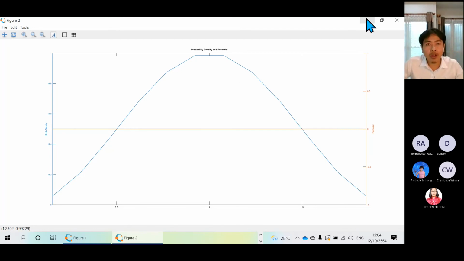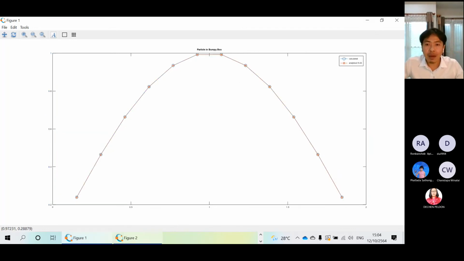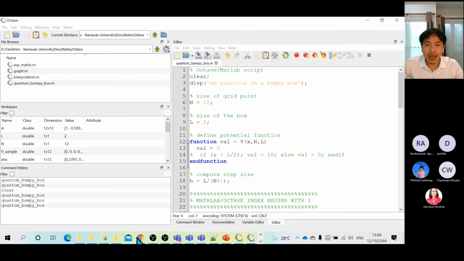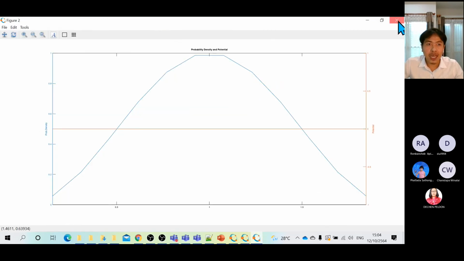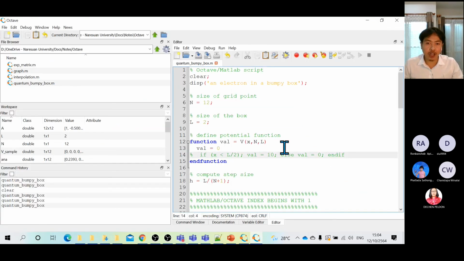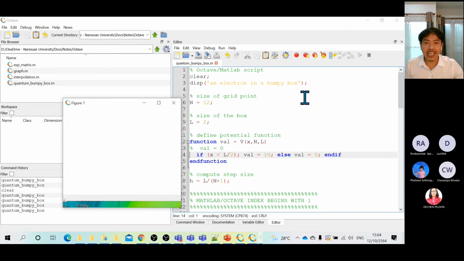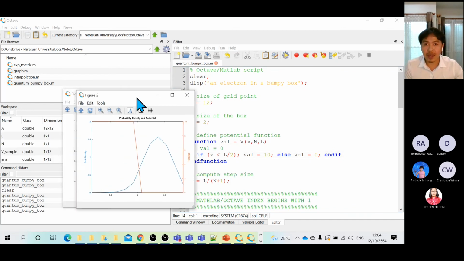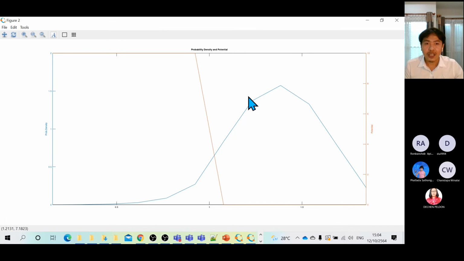Now, if I make the box bumpy, for example, I can go back to my Octave code and change the potential function from a flat 0 to a bumpy curve. Let's see, right there, and I do the same calculation again. Okay, here's my bumpy box.